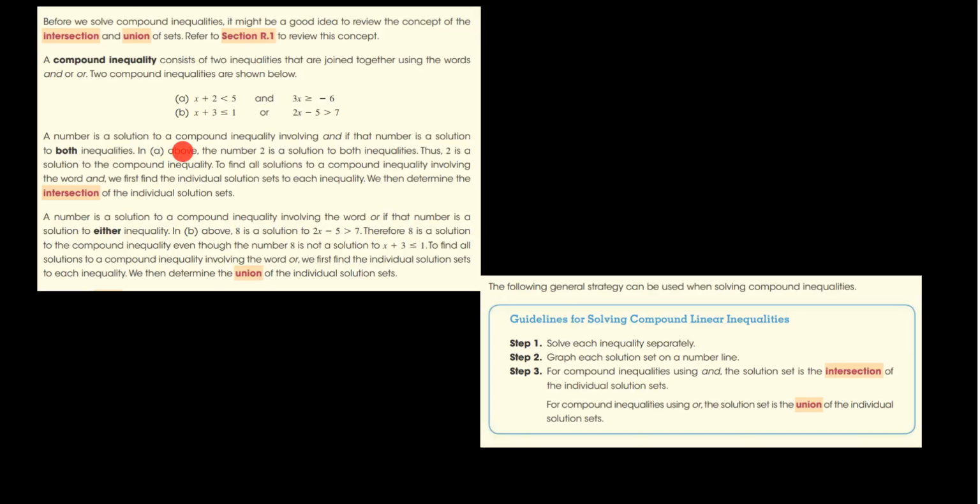In A above, the number 2 is a solution to both inequalities, thus 2 is a solution to the compound inequality. To find all solutions to a compound inequality involving the word and, we first find the individual solution sets to each inequality. We then determine the intersection of the individual solution sets.